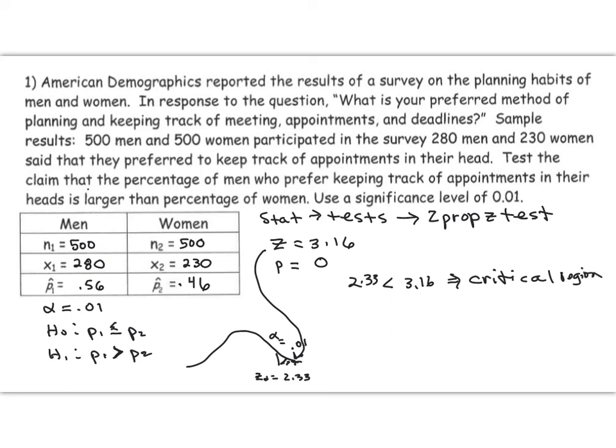And then my p-value is less than alpha. 0 is less than 0.01, so that's also in the critical region. Therefore, we're going to reject the null hypothesis. Which means that the percentage of men who prefer keeping track of appointments in their heads appears to be larger than the percentage of women. All right, so that's it for today.